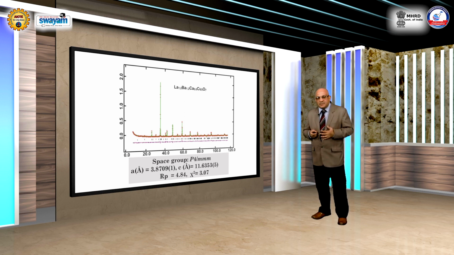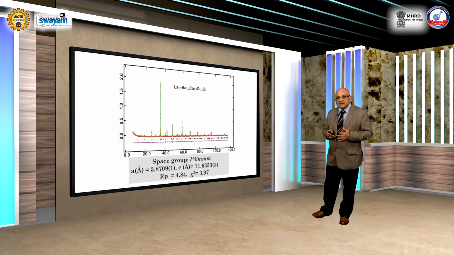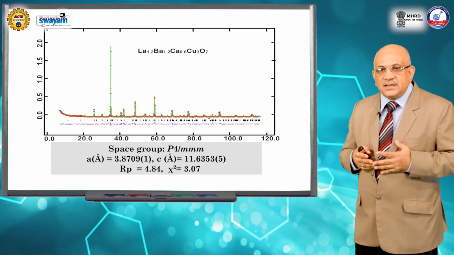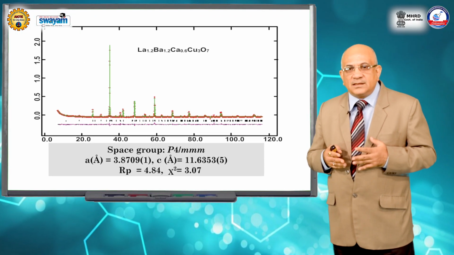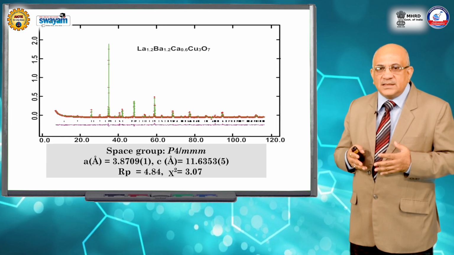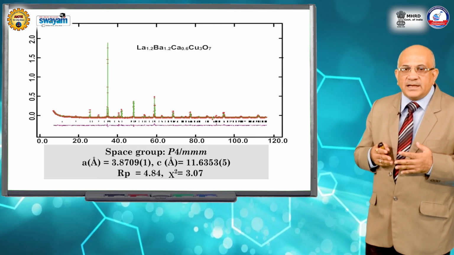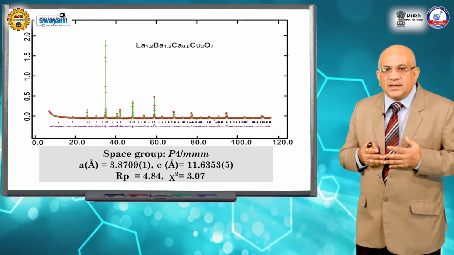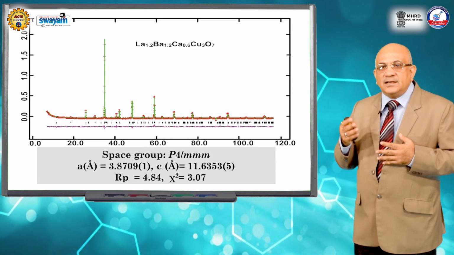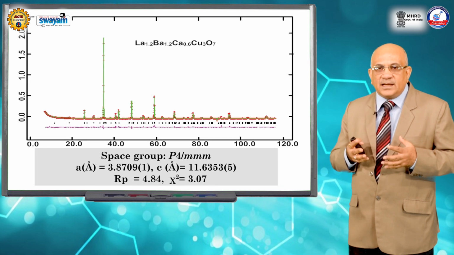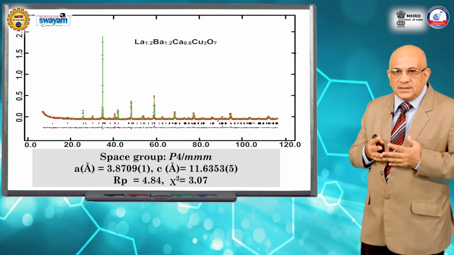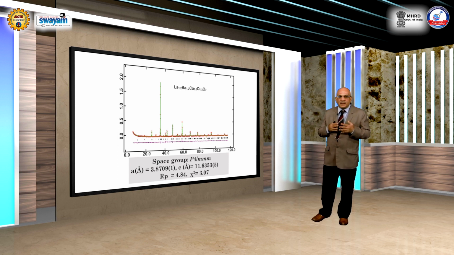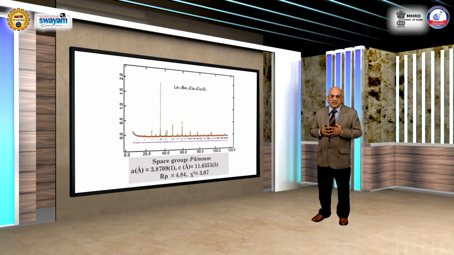So, this is a typical plot one gets when you do the Rietveld refinement. You can see that there are some green lines and some red dots. One is the measured data, the other is the model data. They are put one on the other, and you can see at the bottom there is a purple line, which is called the difference pattern.